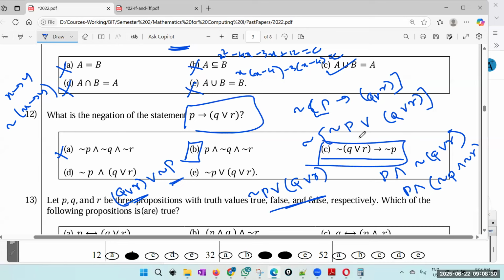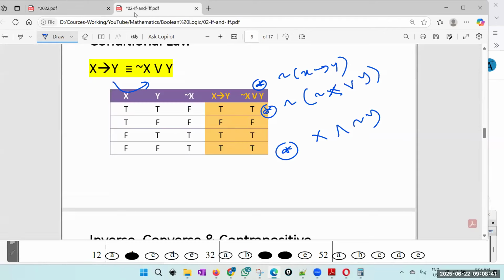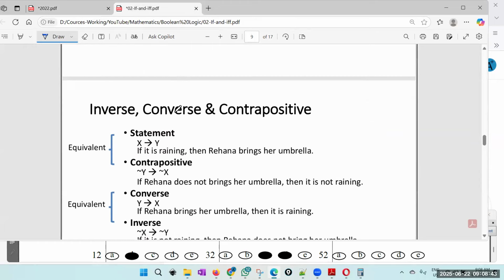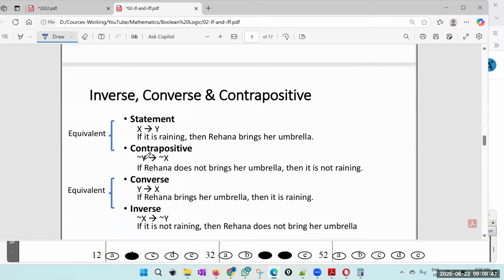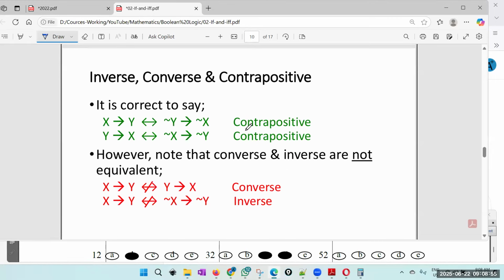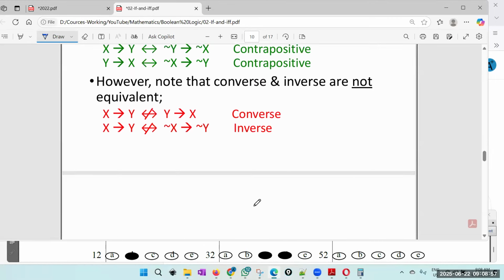Because it's a contrapositive. Contrapositive is equivalent, right? So actually, this is the contrapositive. You need to change the left and right, and then take the negation. Remember here we mentioned contrapositive is correct. If X implies Y, then not Y implies not X is correct. So contrapositive is correct, but converse and inverse are not correct.